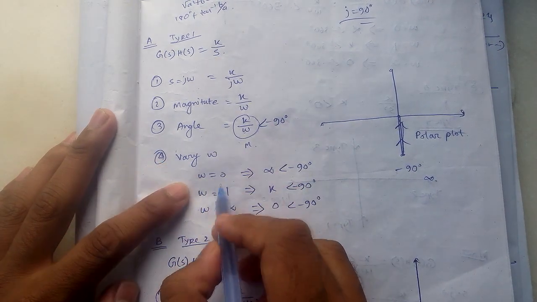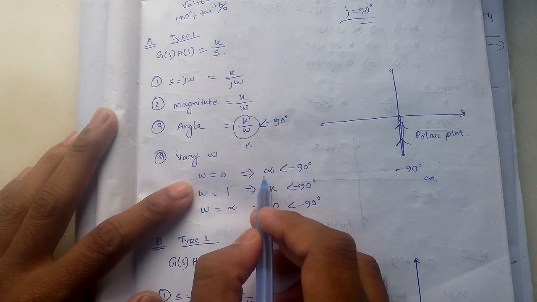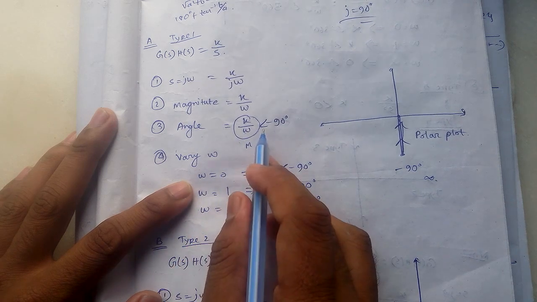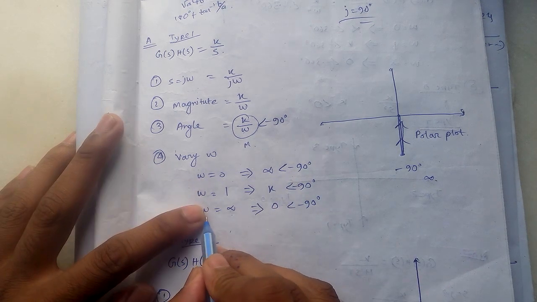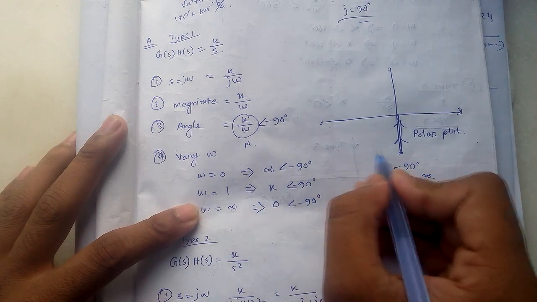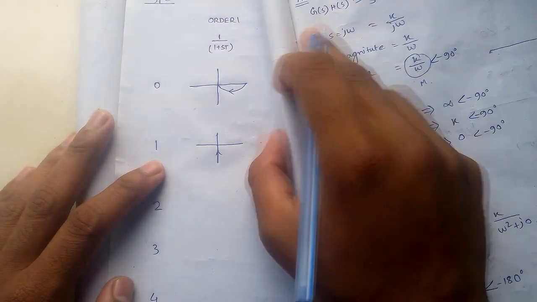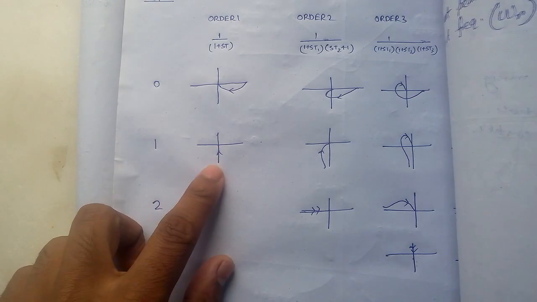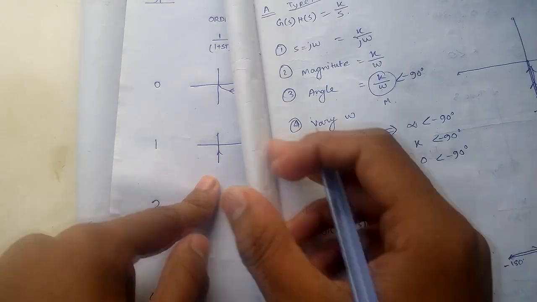So vary the omega from 0, then the value will be infinity magnitude, and the angle will be minus 90 degree. If we put the omega value infinity, then the value is becoming 0, but the angle is minus 90 degree. So the polar plot will look like this. Just I have shown here. Okay, that is type 1 system. So type 1 system, order 1, this just looks like this.